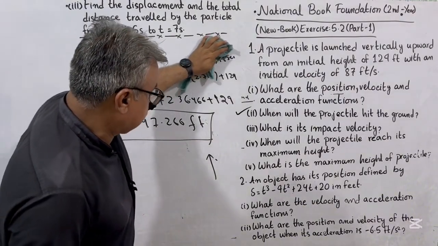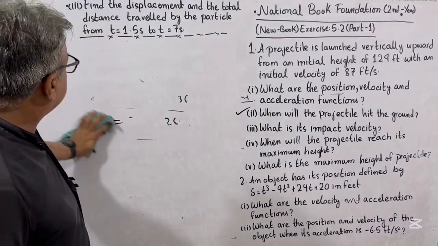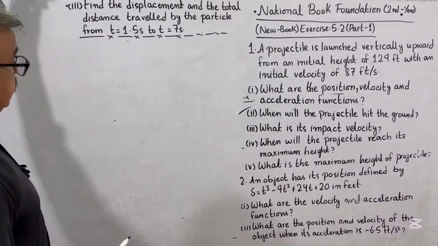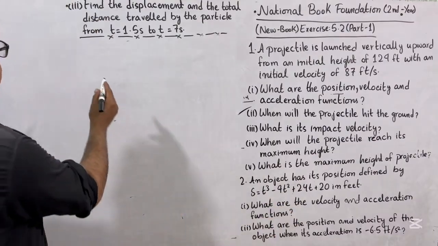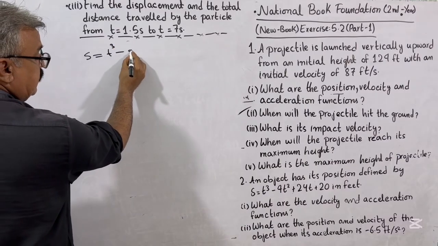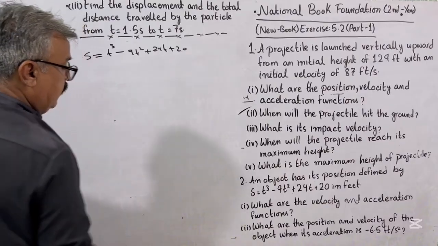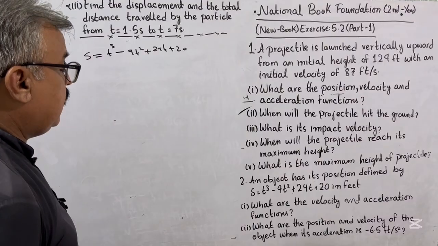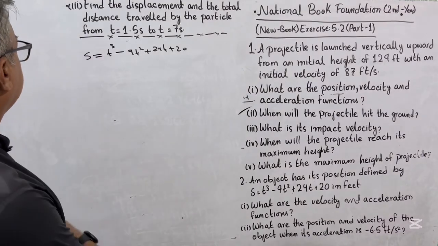It also has two to three parts, but it's a good one. We are given a displacement type. An object has its position defined by s is equal to t cubed minus 9t squared plus 24t plus 20, in feet. What are the velocity and acceleration functions?